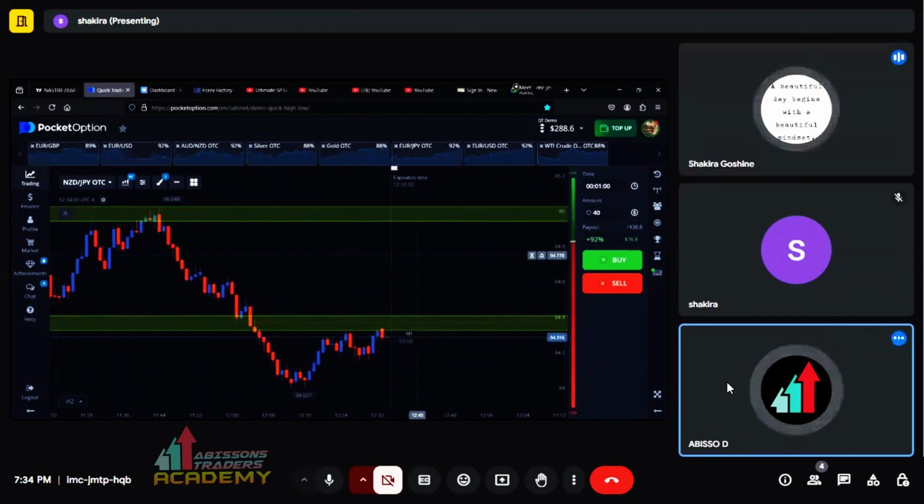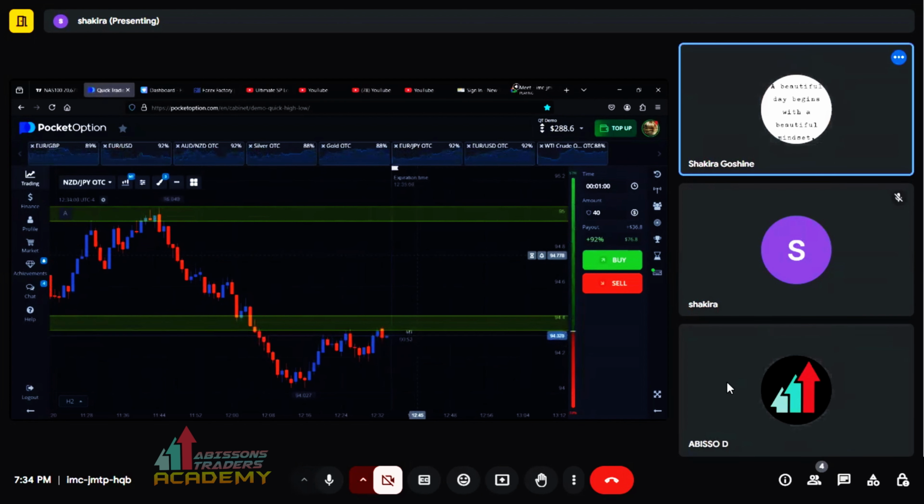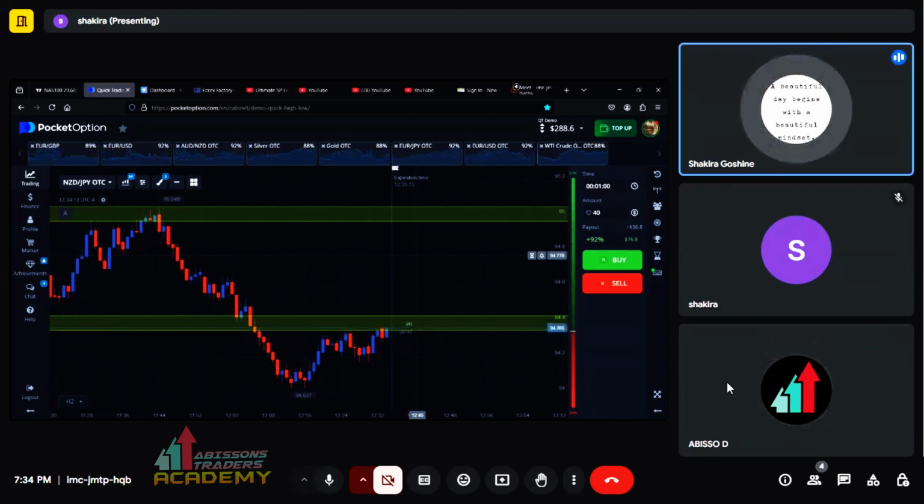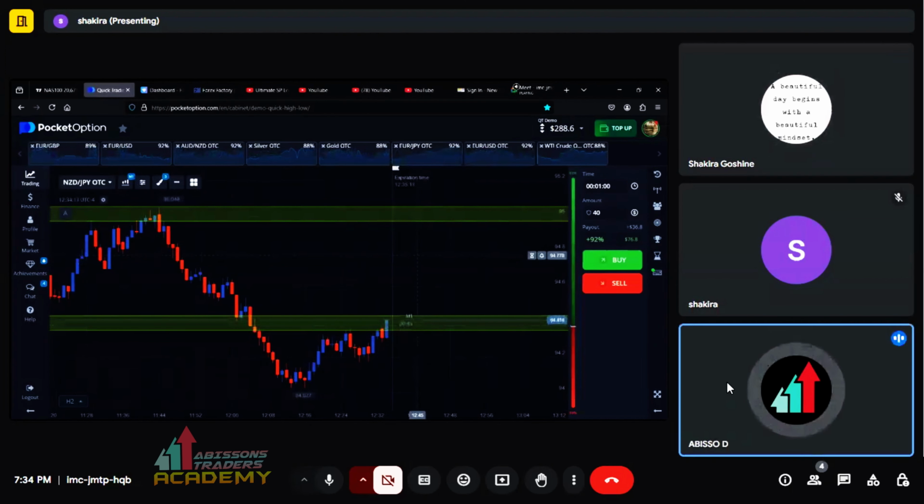Okay, so I see they are struggling to go up. Struggling. That means the sellers are very strong at that zone. Yeah. Right. They are coming. Get ready to sell. Get ready to press the red button. If they touch there, you place a trade.